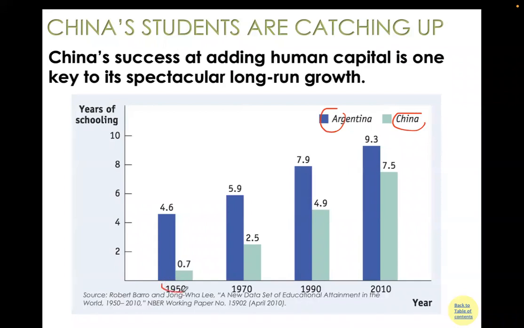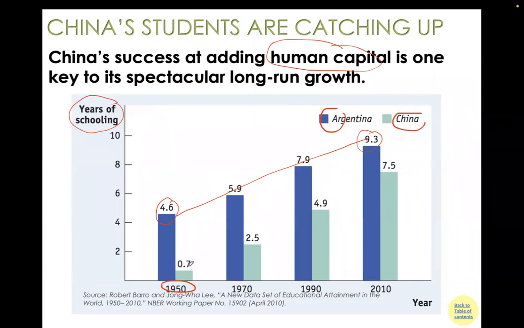If we look at 1950, Argentina is doing much better compared to China in terms of years of schooling. But how does this matter to the factors we just talked about? Actually, this is regarding human capital, right? If you look at Argentina over time, it improves a lot. It's almost double from 4.9 to 9.3. Sorry, it's more than double. However, Argentina's growth is much less compared to China.